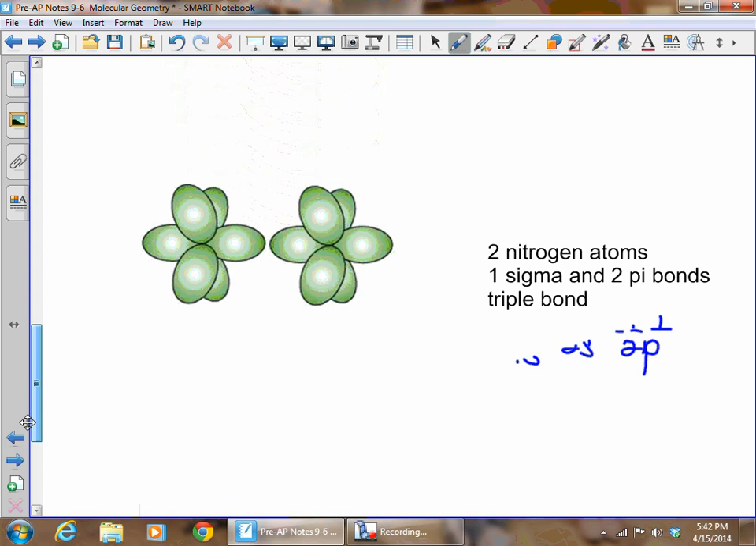But let's go a little further. Let's say this time we've got nitrogen, and we've seen nitrogen's structure before. Nitrogen's structure has it forming a triple bond.